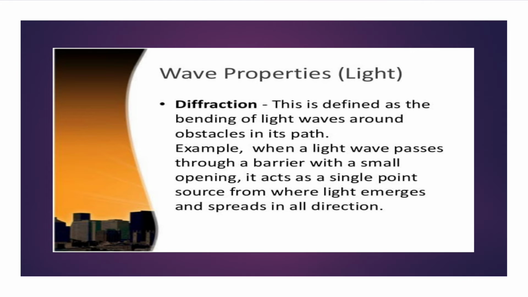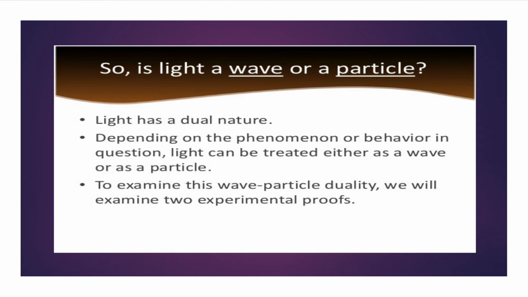Light is a wave, and its wave properties include diffraction. This is defined as the bending of light waves around obstacles in their path. For example, when a light wave passes through a barrier with a small opening, it acts as a single point source from where it emerges and spreads in all directions.